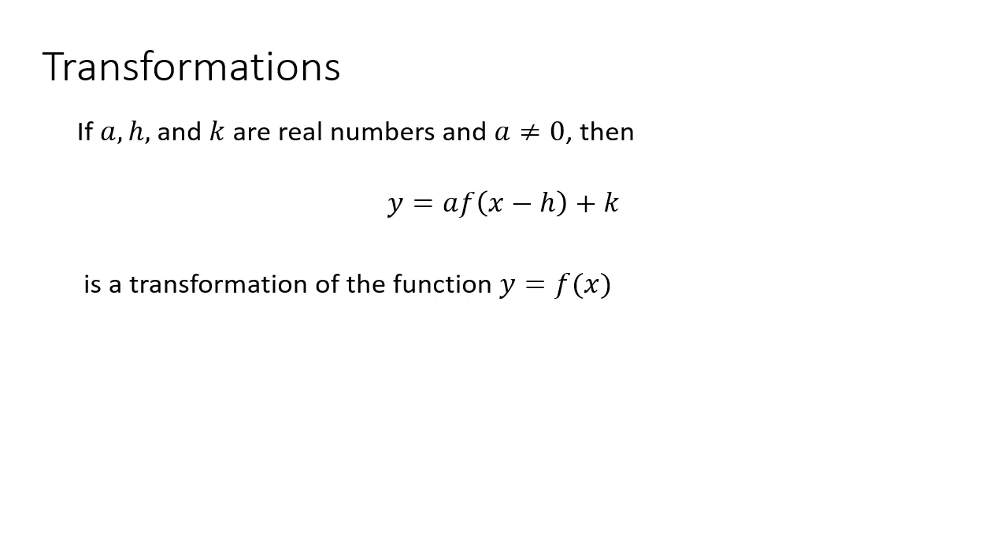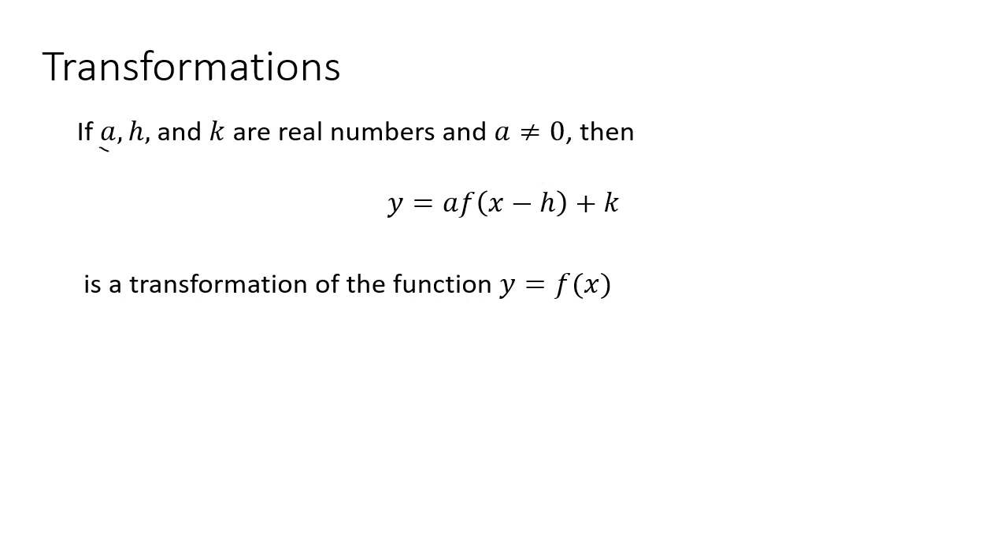So if we have some base function of the form y is equal to f of x, the three things that we can do is we can multiply it by an a out front, we can add or subtract a constant at the end outside of it, or we can add or subtract a constant inside with the x, which has the effect of function evaluation. You replace x with x minus h.